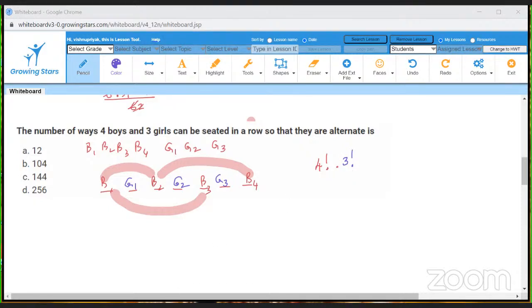What is 4 factorial? I said you have to know it by heart. 24. What is 3 factorial? 6. And when you multiply 24 and 6, you will have 144 ways.